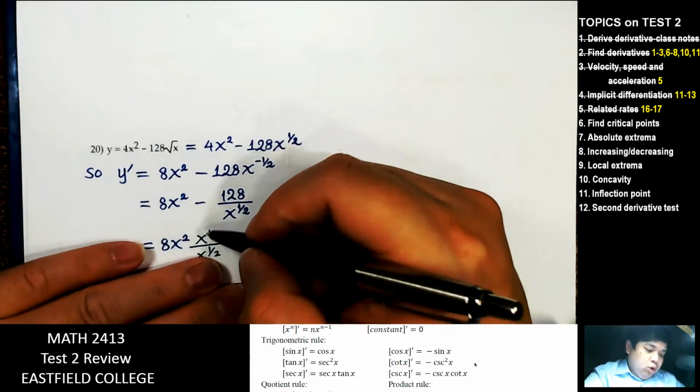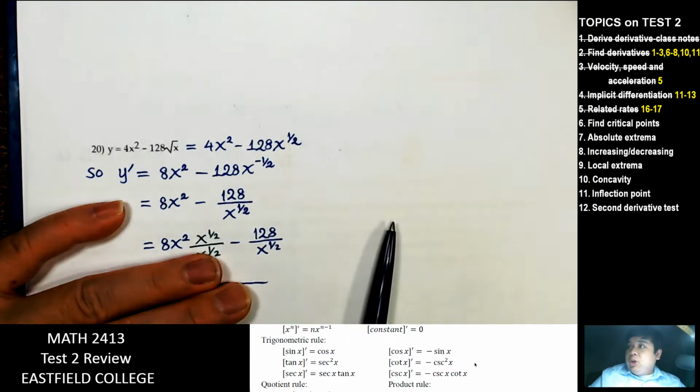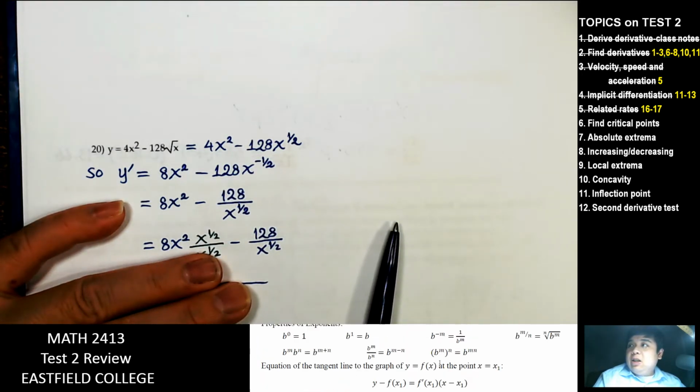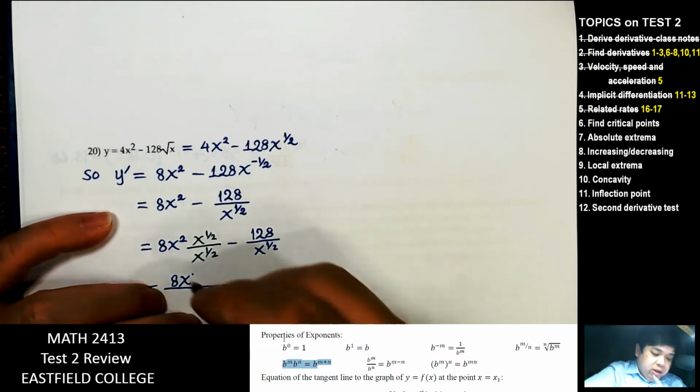Now multiply these two together. We will add the exponents. Actually, we do have that property, from way back. So we add 2 and 1/2, which will be 5/2.